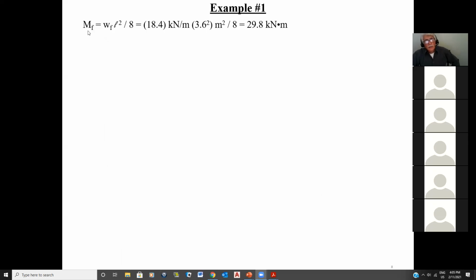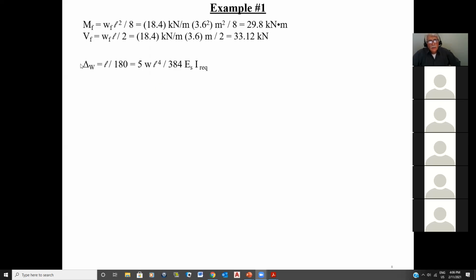Now, what's MF? Very simple. WF L squared over 8, because the beam is simply supported. Here's my span, and that's my WF, and therefore I end up with 29.8 kilonewton meters. That's my MF value. My VF value is WF L over 2, 18.2 times that. And of course, this is for the total load.